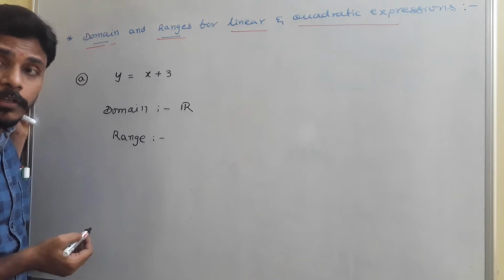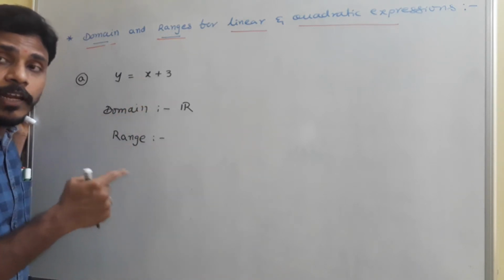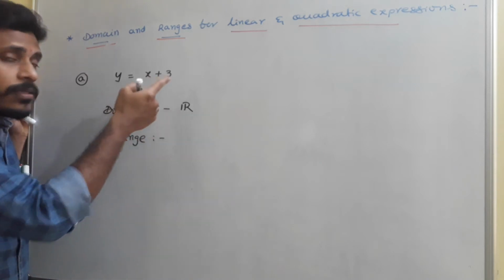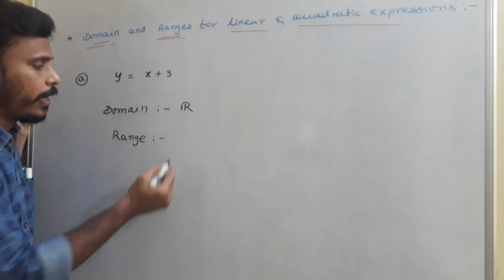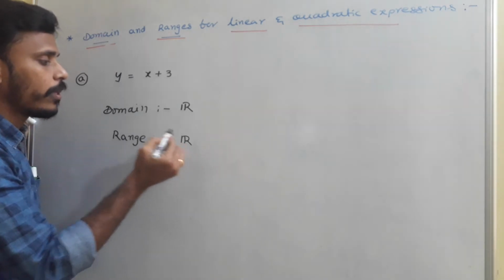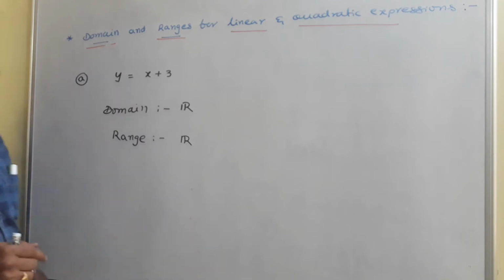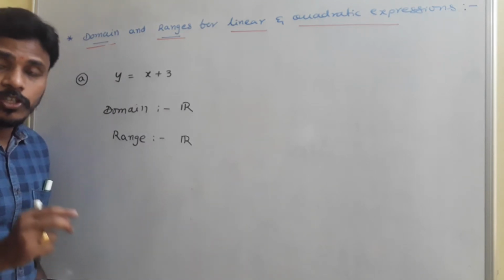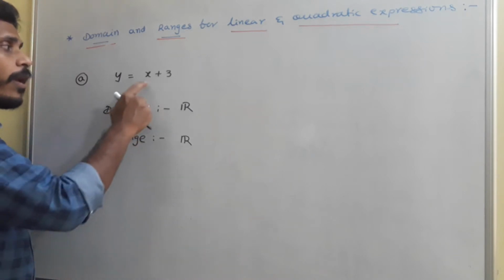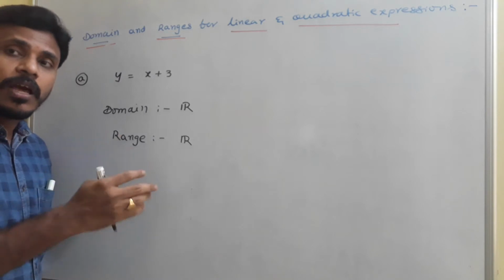Range is simply the possible outputs. If you replace x with different real numbers, x plus 3 is still a real number and all the real numbers are possible again. So the range is also all the real numbers. So for functions of this type, y equals x plus 3, the domain is all the real numbers, and the range is also all the real numbers. x can take any real value and x plus 3 will give us any real value.